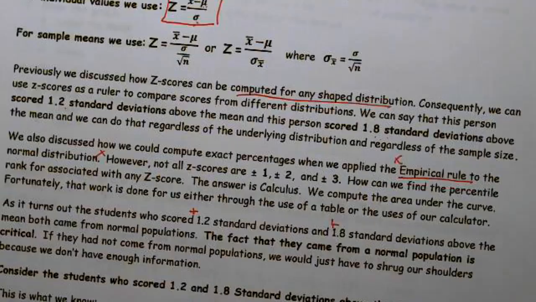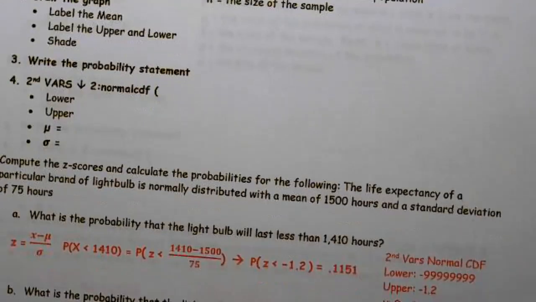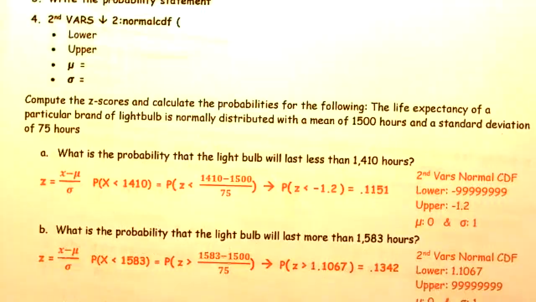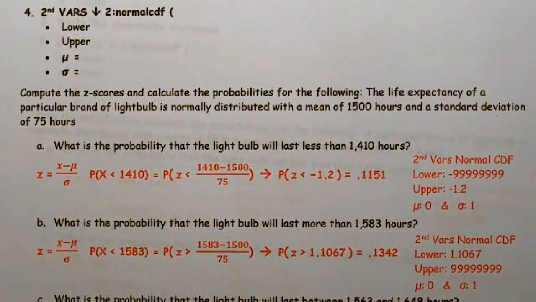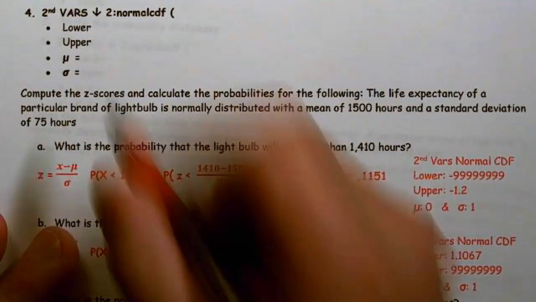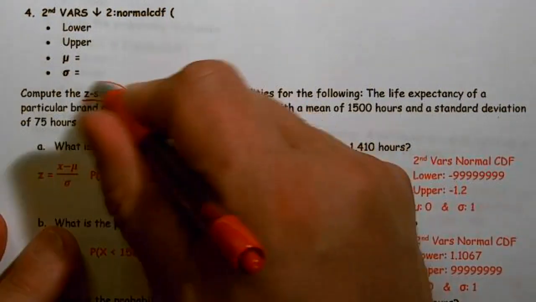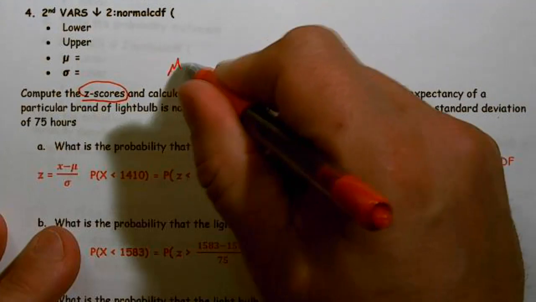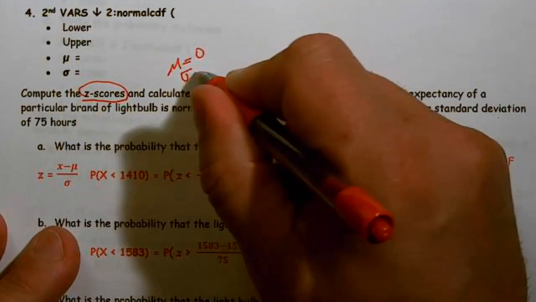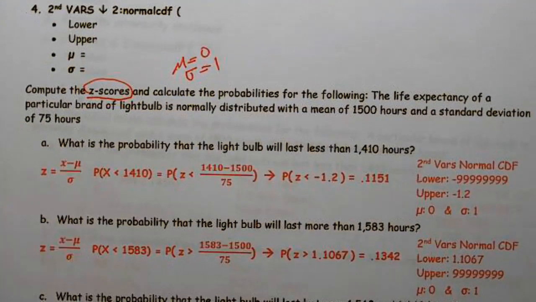So let's do some problems. All right, so we're going to do these with z-scores. So it says, compute the z-scores and calculate the probability. And so they're asking us to compute the z-scores. Well, if we're computing the z-score, then I know that the mean is 0 and the standard deviation is 1. This is the z-score.